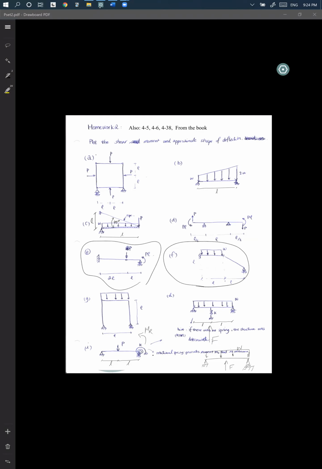Alvaro is asking, problem H, is there a moment at the middle? Problem H, oh no, there's no moment at the middle. As I mentioned here, there's just one vertical force, right? For H. Does that answer your question, Alvaro? Okay, nice.